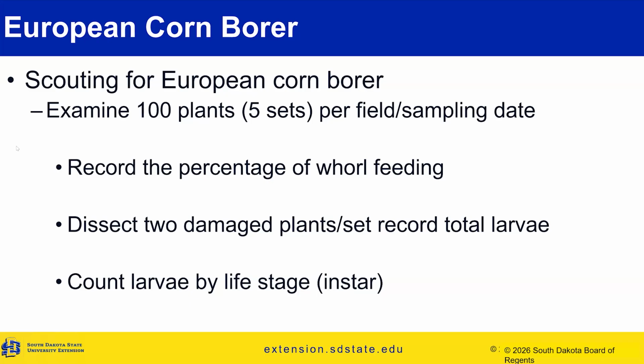And then what you're going to do is record the percentage of those plants that have whorl feeding. You're going to dissect 2 damaged plants and record the larva. And then you're going to count the larva by life stage. So again, very time intensive. There's a lot of work that has to be done.